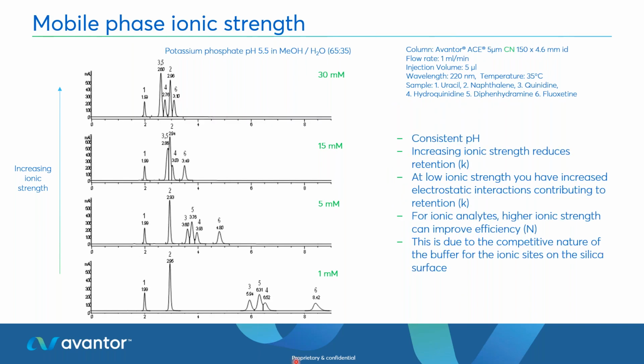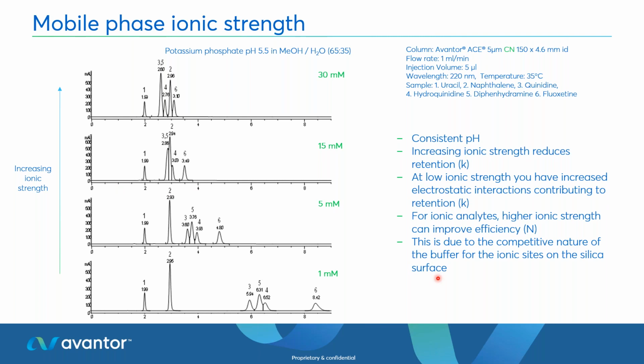So if you look here, now we've moved to a cyano column, and you can see a completely different picture, even with the same type of salt, the same pH, and the same analytes. So here I actually need to do a bit more optimization with my buffer, because I've got okay buffering capacity here. I've got, I would say, good, if not better, buffering capacity at 5 millimolar, but I've got big significant changes in the selectivity. And some of that is related to competition for ionic sites on the surface.